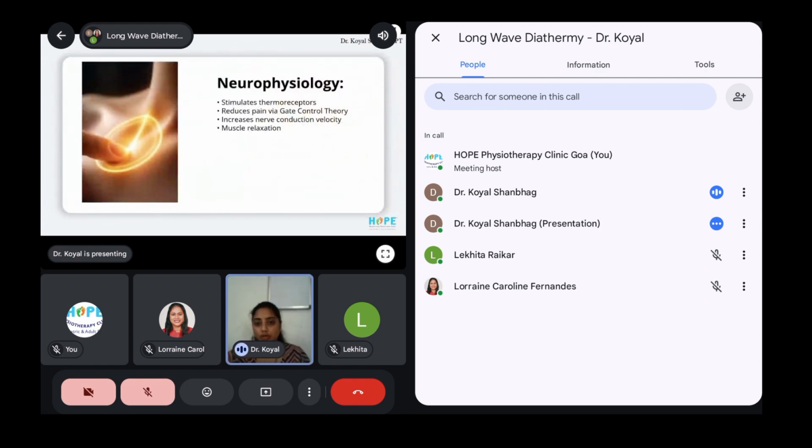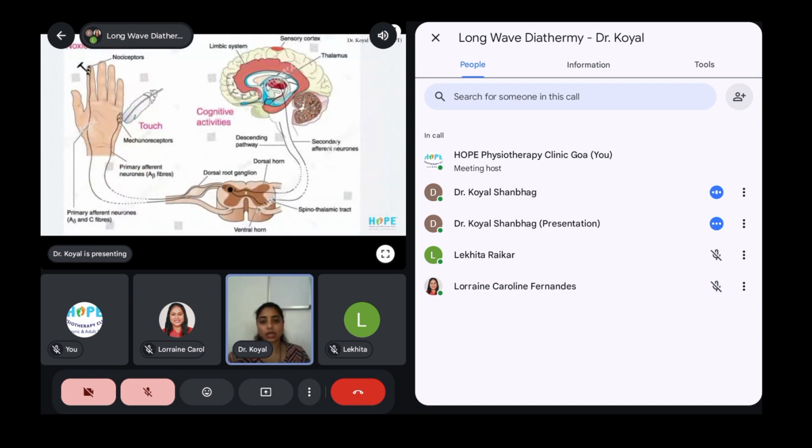Let's see the neurophysiology of this modality. It stimulates the thermoreceptors present on the skin, and this works via the gate control theory, the pain gate control theory. So this increases nerve conduction velocity and muscle relaxation. Let me just brief you about the gate control theory.